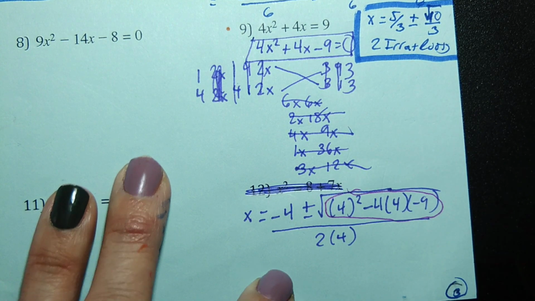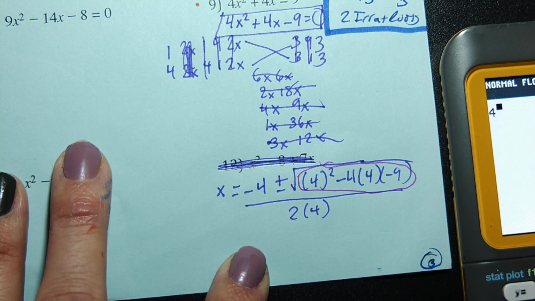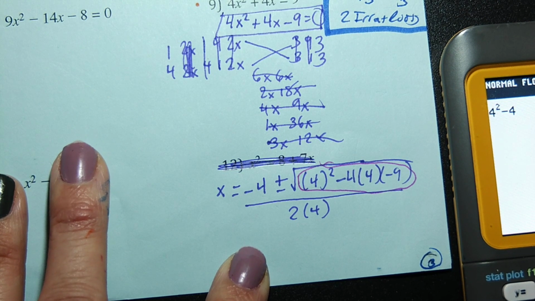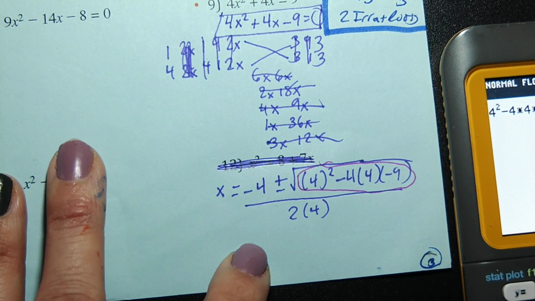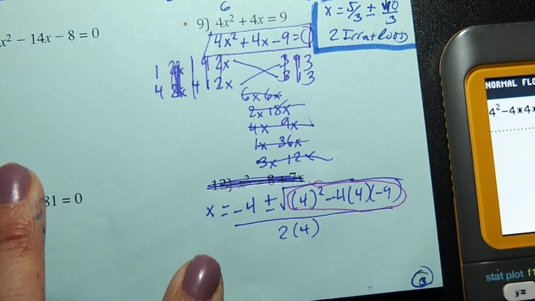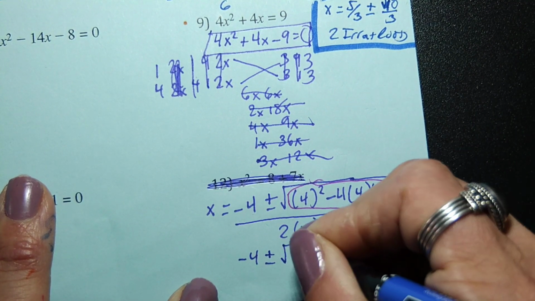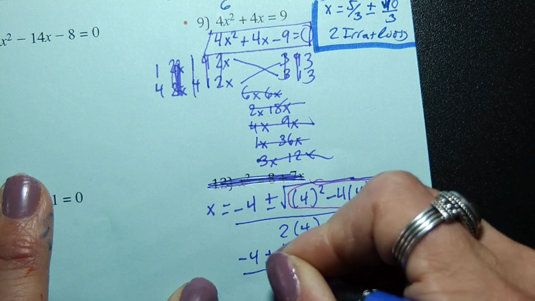So when you type this in on your calculator, make sure you're not including the square root. So 4 squared minus 4 times -9. Don't need the parentheses because that 4 is positive. You can put them in if you want, though. And we get 160. So 4 plus or minus the square root of 160 over 8.